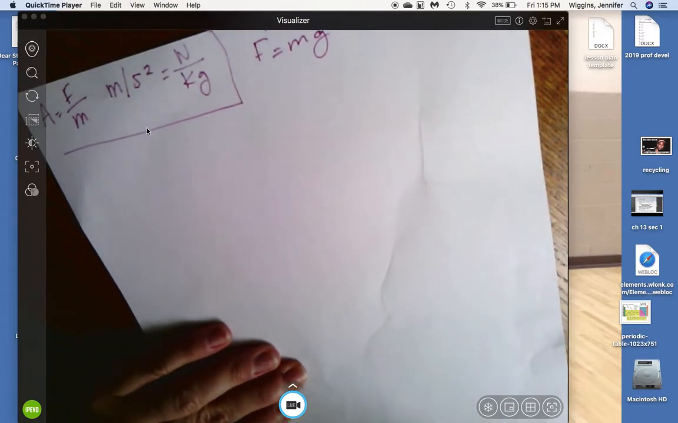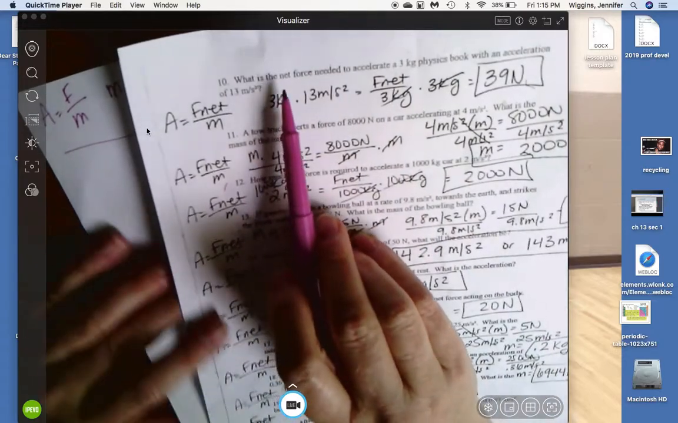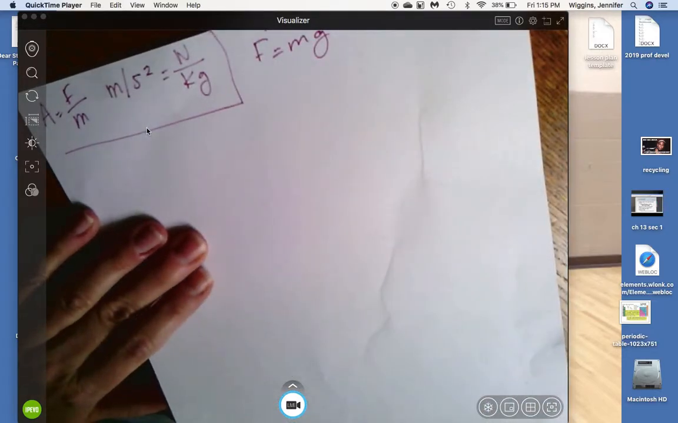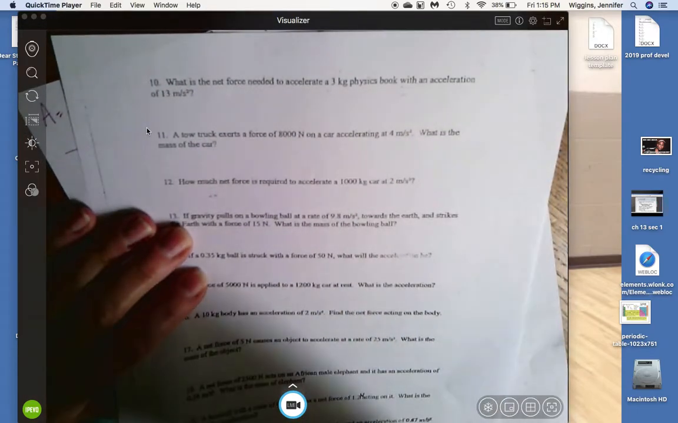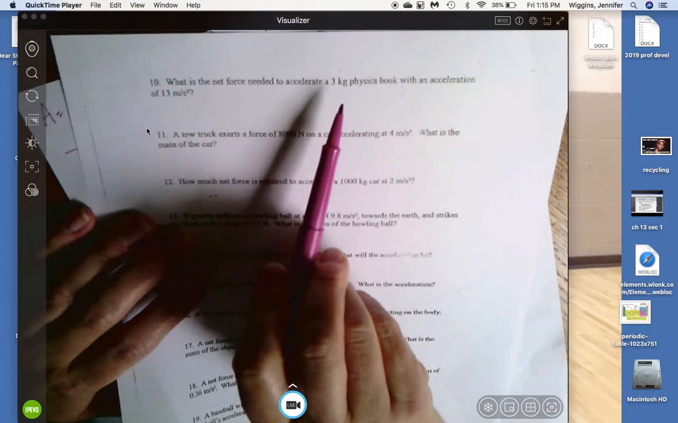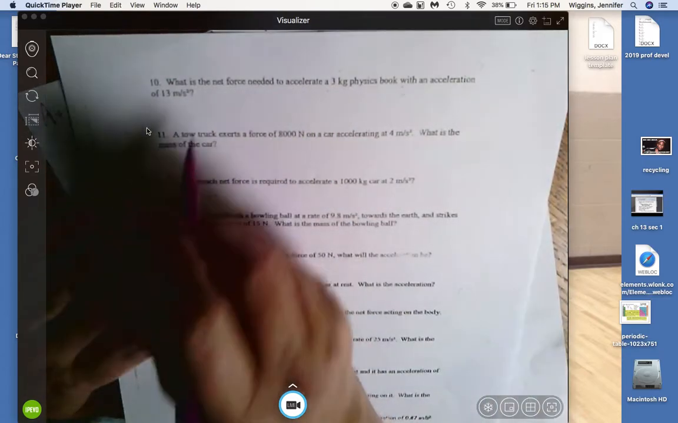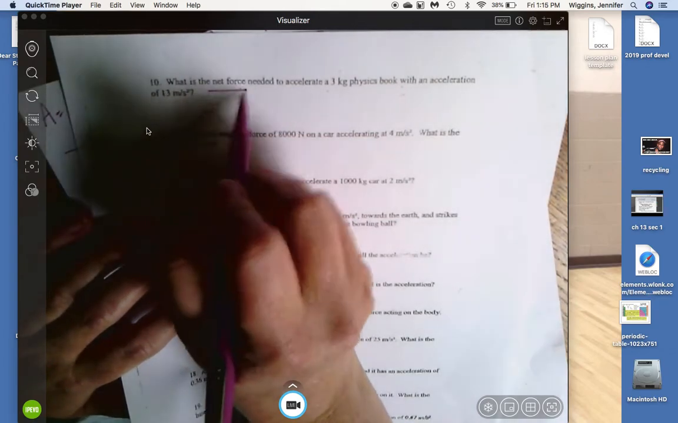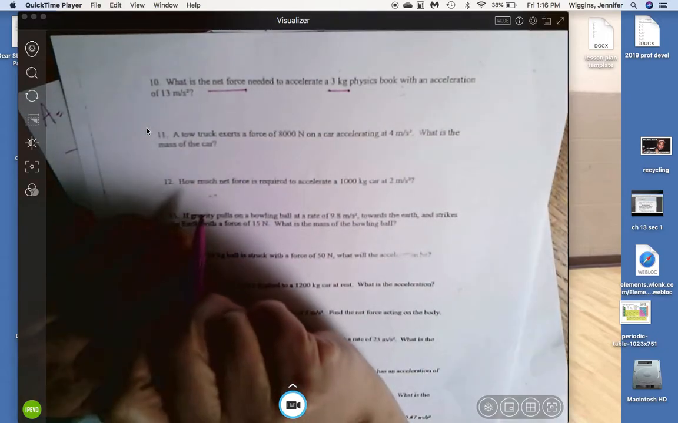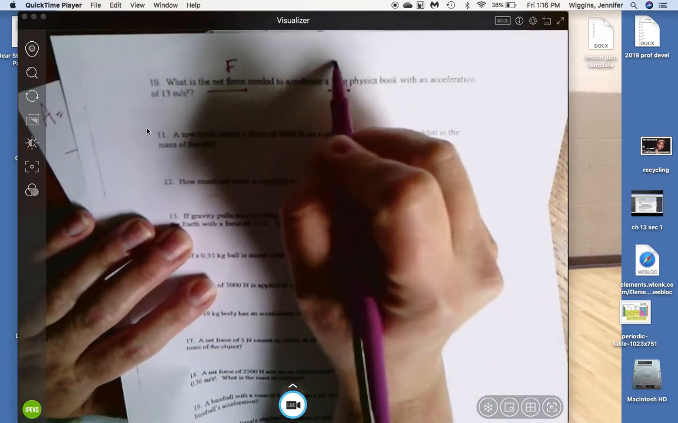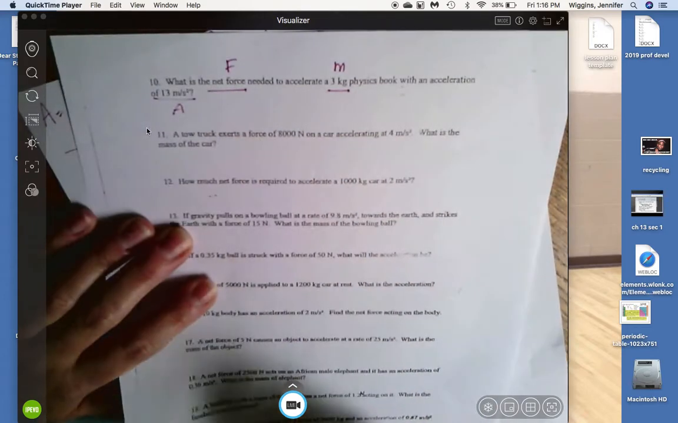All right, so number 10. It says, what is the net force needed to accelerate a 3 kilogram physics book with an acceleration of 13 meters per second squared? So what is the net force? You're looking for net force. You've got a 3 kilogram book, that's your mass, and then you've got acceleration.